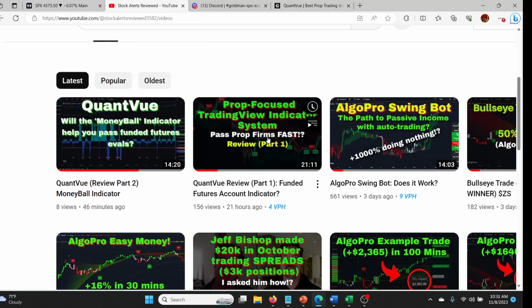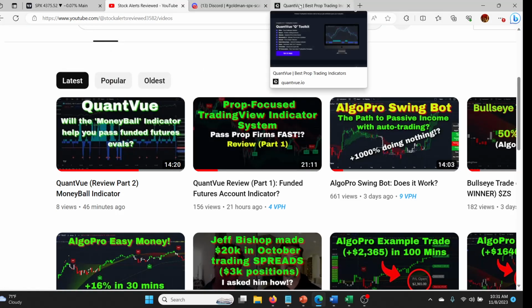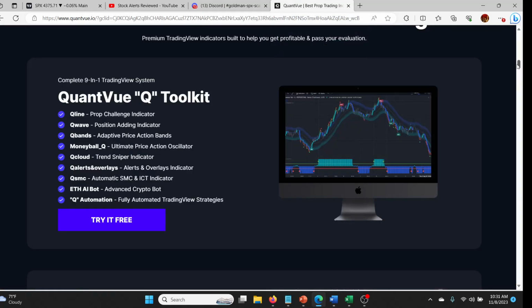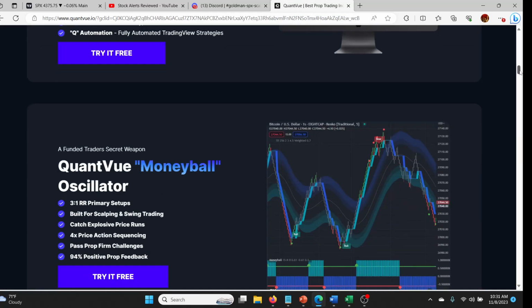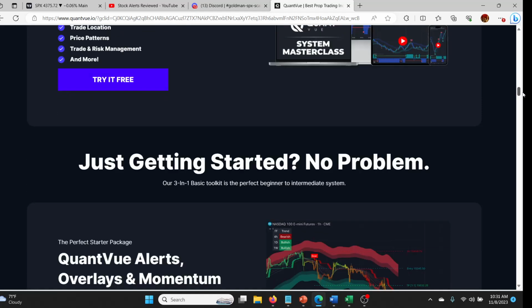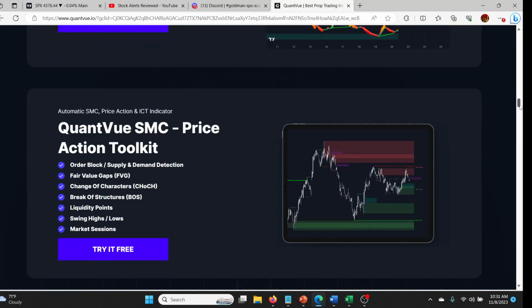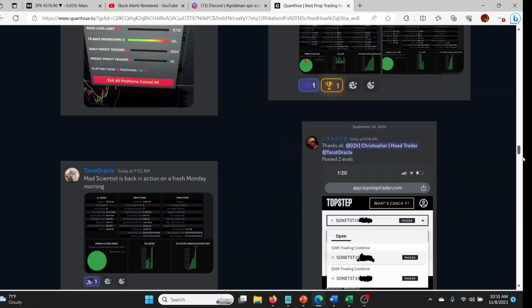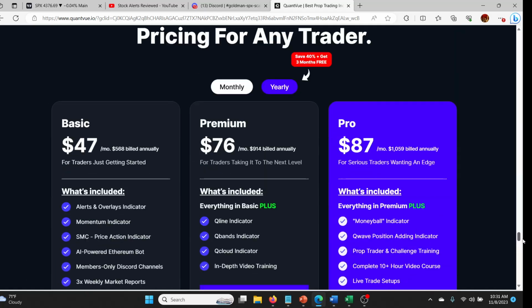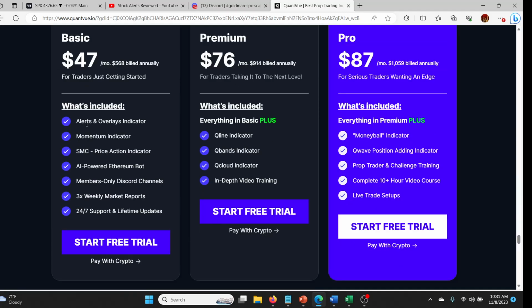So that was the Q line indicator and the Moneyball. Today I thought I'd do some real-time, not real-time trading, but real-time looking at the more basic indicator overlay system that they have. These overlays are basically buy and sell signals like most of these indicator systems, like AlgoPro and all these things, but they're actually fairly priced. Here's their pricing. What I'm going to look at today is these alerts, these overlay indicators. It's $47 a month, which is pretty good. I'm going to look at them in some different time frames.